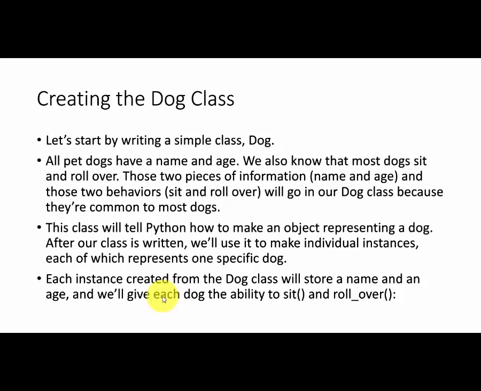The example here is given like this: animal dog. So you are creating this class, and this class will have two parts. One part is related to the state, that is name and age. These are the properties for the dog, and it has the behavior like sit and roll over.